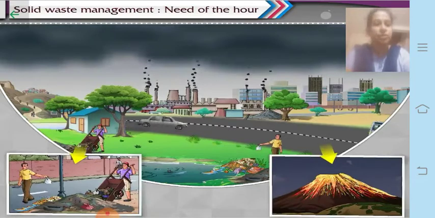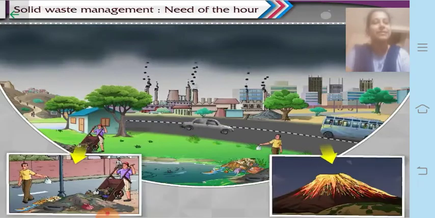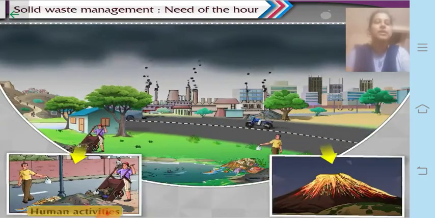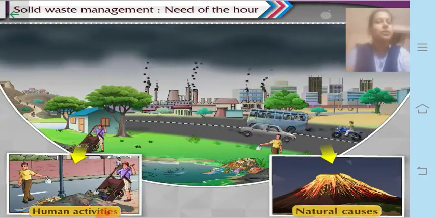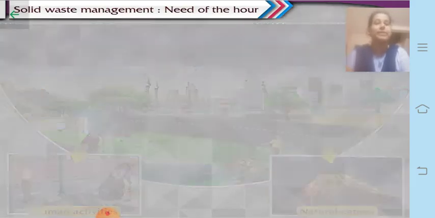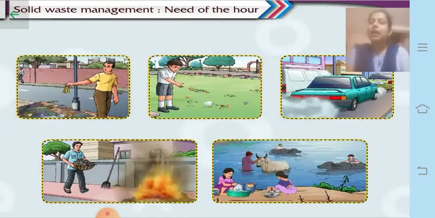Now what is pollution? Pollution is the phenomenon which is caused due to the contamination of the environment, either due to human activities or due to natural sources or natural causes like volcanoes, right? Now, in which different ways do our surroundings get polluted? Now you can see here different pictures which are shown.